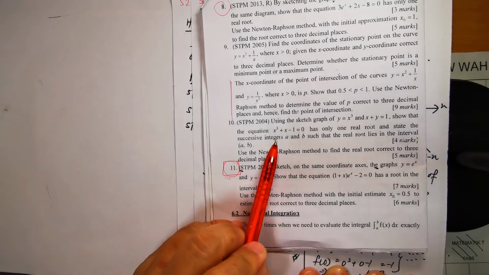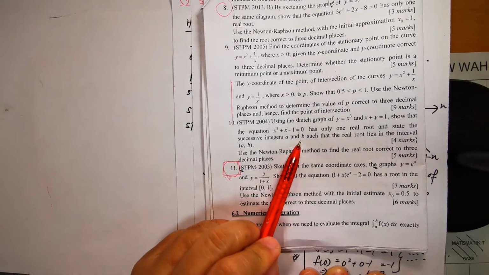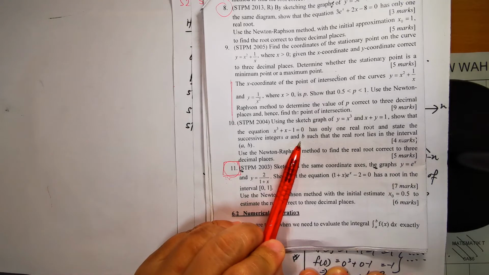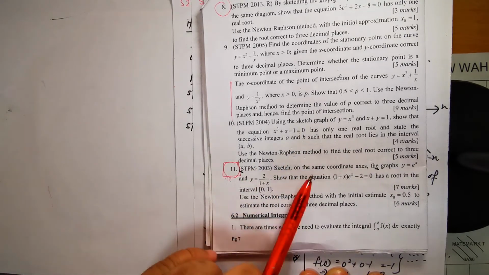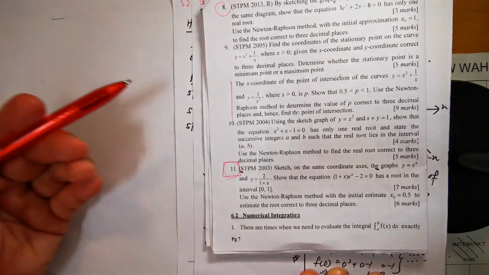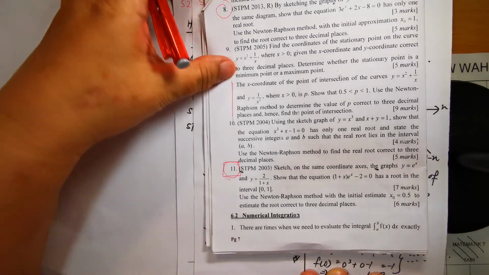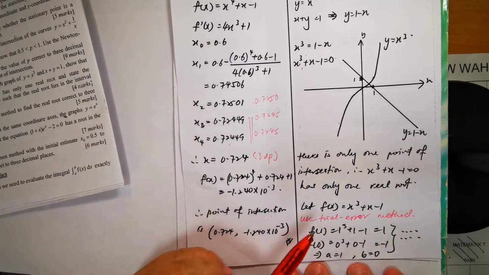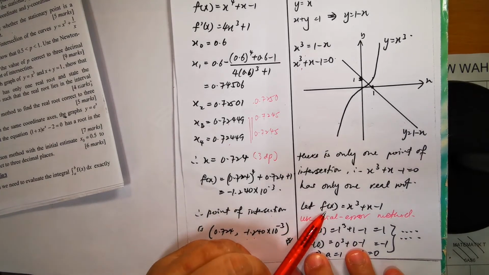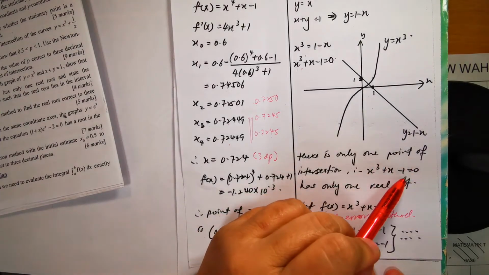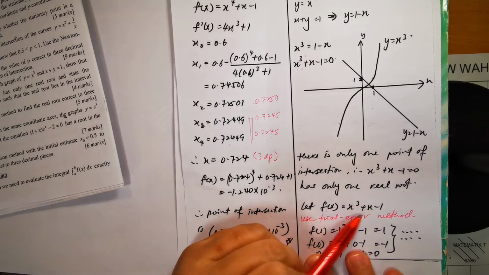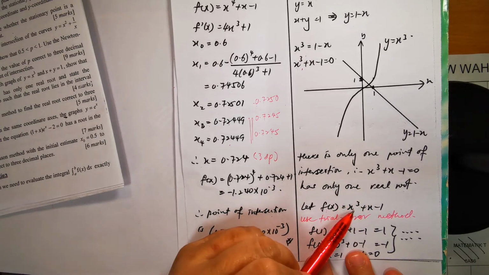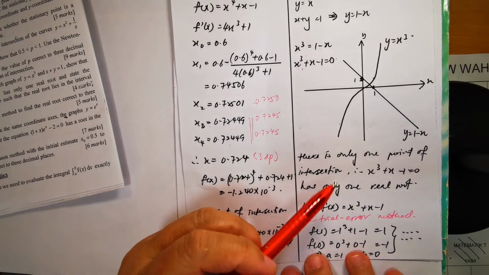Alright, then they want you to find 2 successive integers a and b. Alright, means that you have to show where the root lies between. They don't give you this, so how? Trial and error method lah. Okay, just use the trial and error method. So this is your f(x). From the equation, the left hand side is your f(x). So key in this in your calculator and you just press lah.